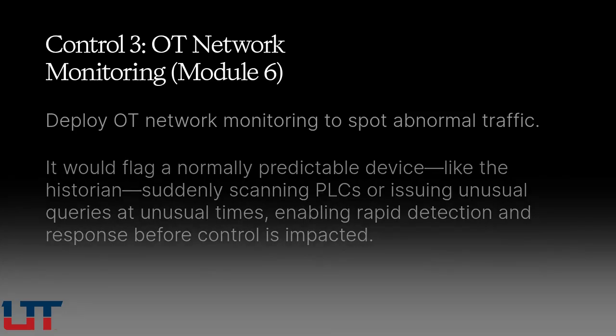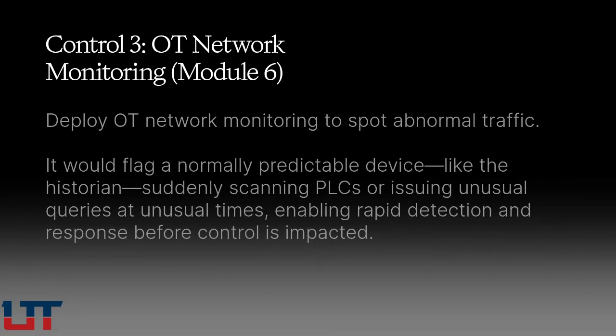The third control they could have implemented would be a network monitoring platform in OT, which would have flagged the unusual communications. A device, the historian, that normally communicates with specific PLCs in specific patterns, suddenly issuing different types of queries at an unusual time. This is Module 6. The attacker succeeded because none of these controls were in place, and each one independently would have stopped the attack before it reached the PLCs.